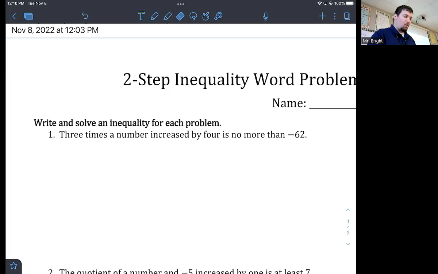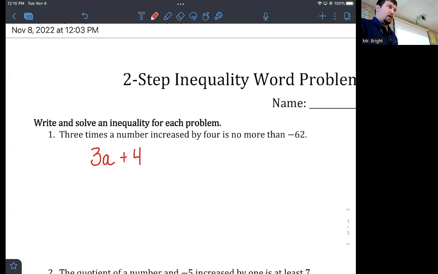Two-step inequality word problems. Write and solve an inequality for each problem. Number one: 3 times a number increased by 4 is no more than negative 62. So, 3a. All right, so 3 times a number. You could use a for our mystery number here. You could use any variable you want to, but I like a here. 3a, and then it says it's increased by 4. Go ahead, add 4 to that.